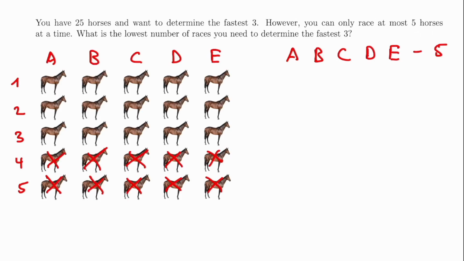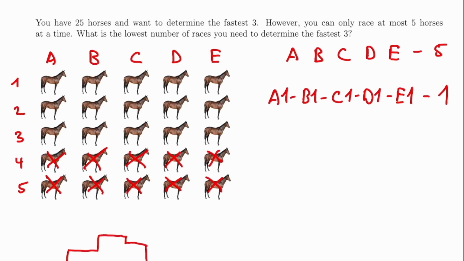Now for our next race, let's race all the winners against each other. So we'll race A1 against B1, against C1, against D1, against E1, and this will be one race. Let's again suppose that A1 wins. So A1 is the fastest, then B1, then C1, then D1, and then E1. So we already know that among all 25 horses, A1 is the fastest. So we can draw a little podium here, second place right here. And this is 1, 2, and 3, and we'll put A1 up here.